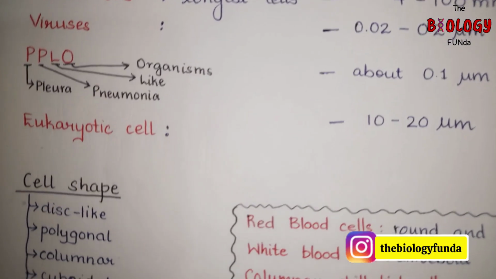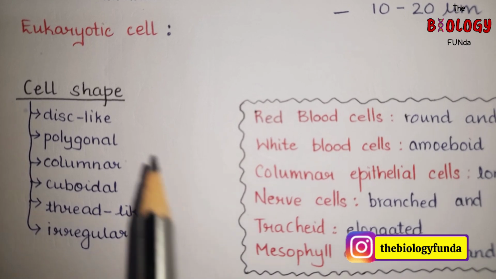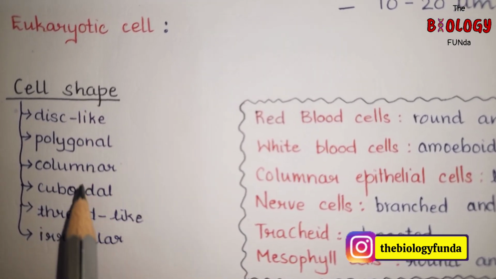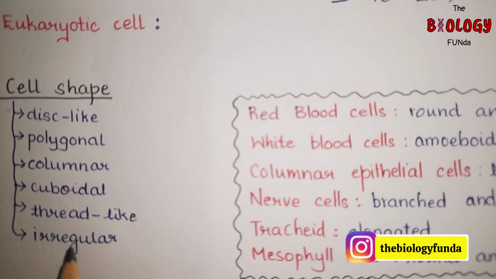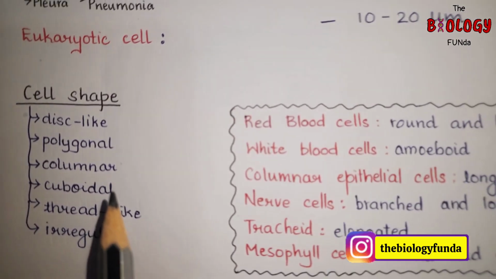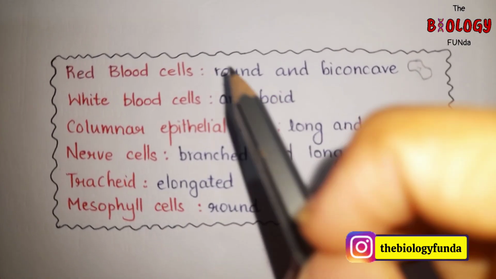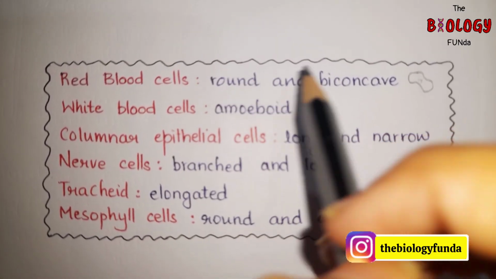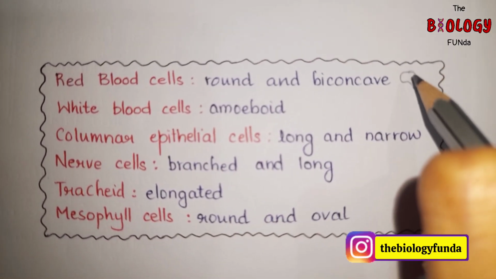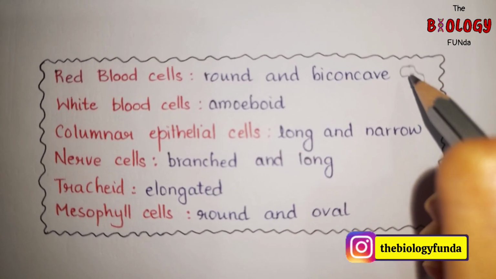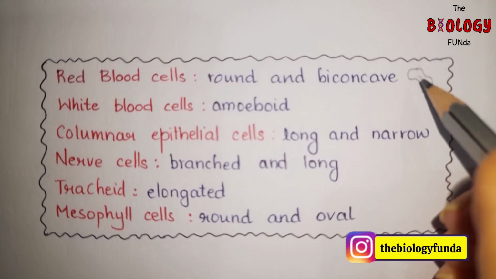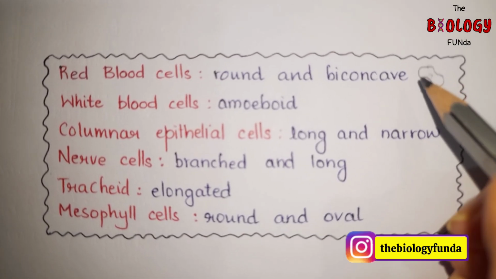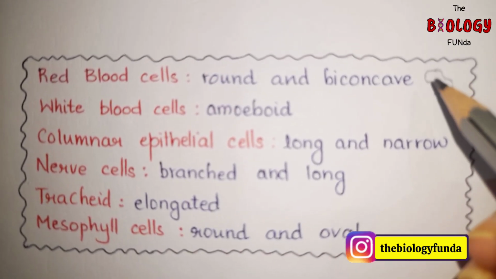Let's move forward towards the shape of cells. They are disc-like, polygonal, columnar, cuboidal, thread-like, and they can be irregular too. Some of the shapes are given in the NCERT, like red blood cells are round and biconcave. They are biconcave because the nucleus is absent. Most of the organelles are absent to provide space to the hemoglobin.